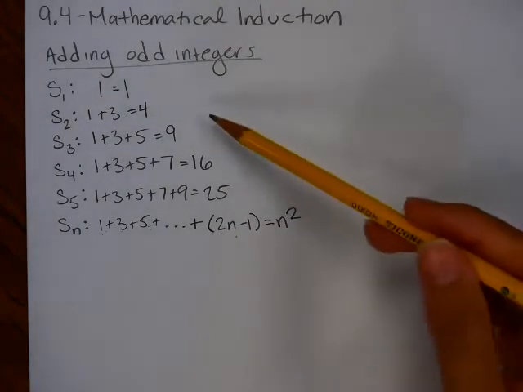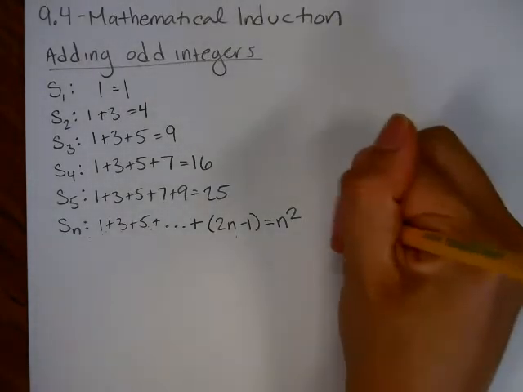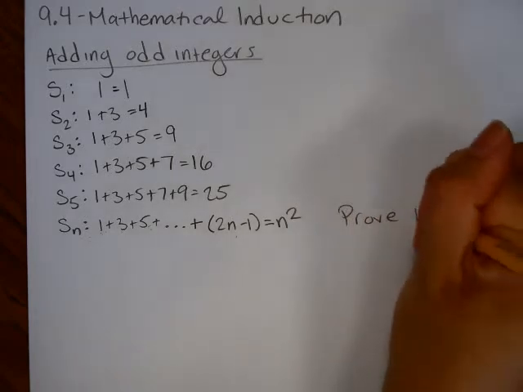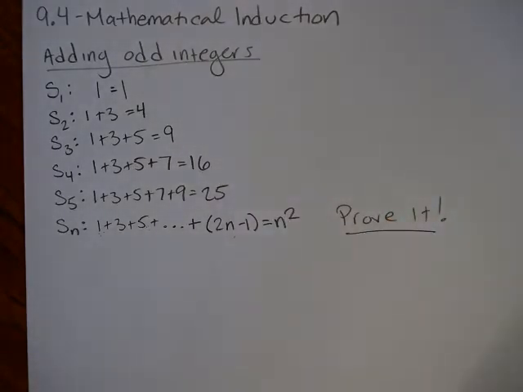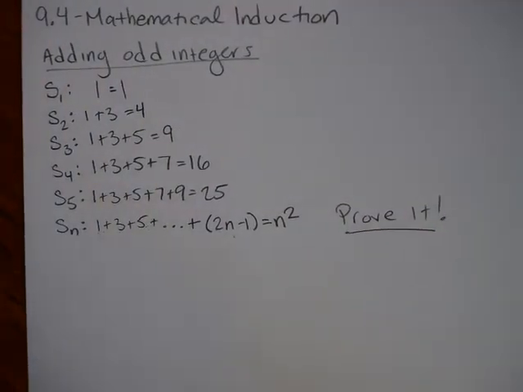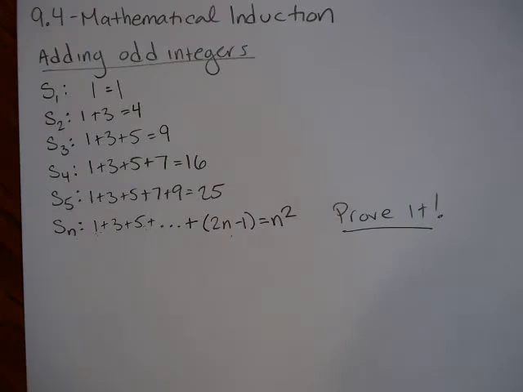Unfortunately, seeing something repeat 5 times in a row is not enough to mathematically prove that it's true. Maybe we get up to the 10th term and it doesn't work. Or maybe the 100th term, or maybe the 1000th term. We just don't know. So here's our job today. We want to prove that this is true. The process that we're going to use to prove it is called mathematical induction.